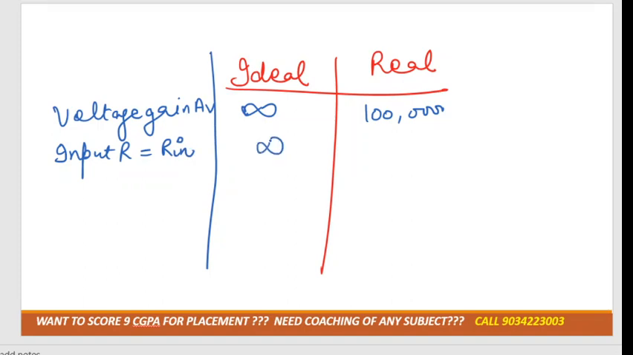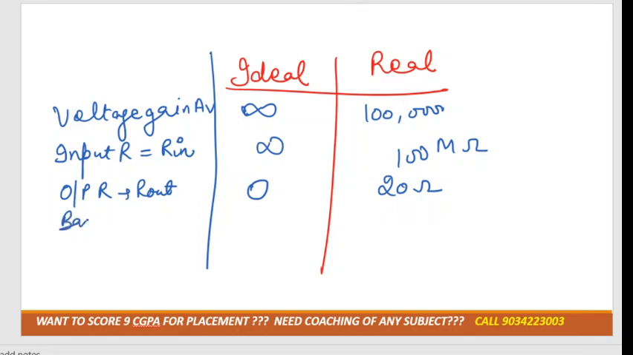Okay, if I consider the input resistance, input resistance is denoted by R in. In the ideal case it should be infinity and in the real case it should be 100 mega ohm. If we consider the output resistance, output resistance is denoted by R out, it should be 0 and in the real case it is 20 ohm. If we consider the bandwidth, bandwidth should be infinite and in the real case it is 2 megahertz.